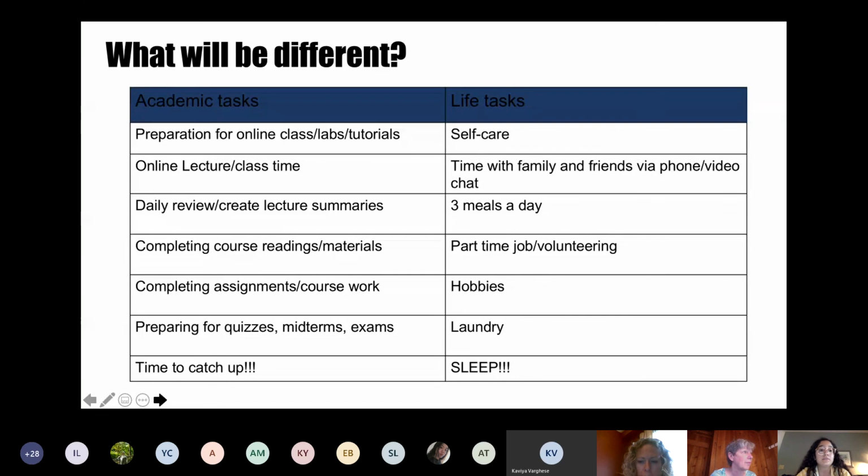Make sure to review your lectures and create lecture summaries, complete course readings and assignment work, and get ready for the quizzes, midterms, and exams. And for sure, there are also going to be some life tasks that we'll have to take care of, instead of just academic tasks.